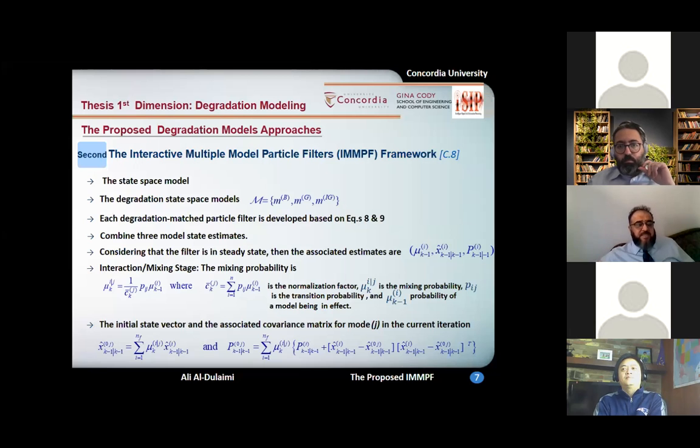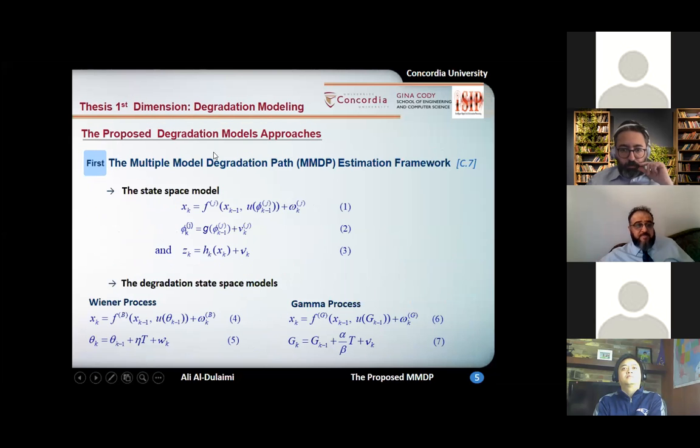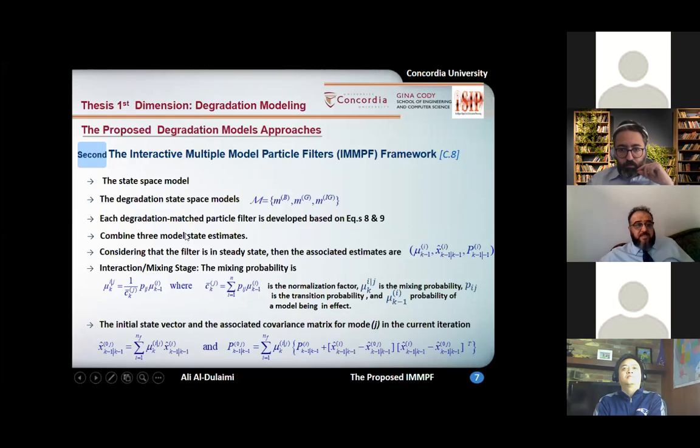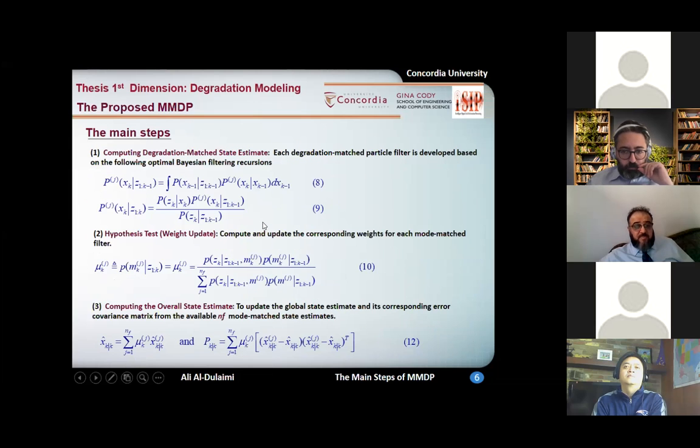In this approach, we consider the same state space model as before, which is this one. And the candidate degradation paths are the same, which are the Wiener process and the gamma, in addition to the inverse Gaussian. Each degradation-matched particle filter is developed based on the Bayesian equations, which are these, equations 8 and 9.